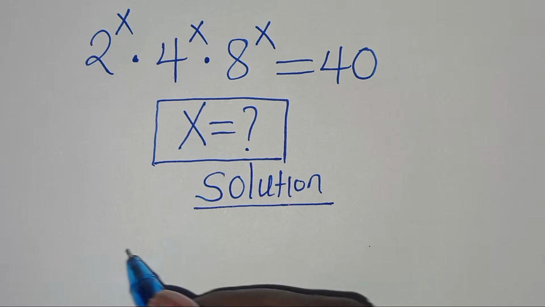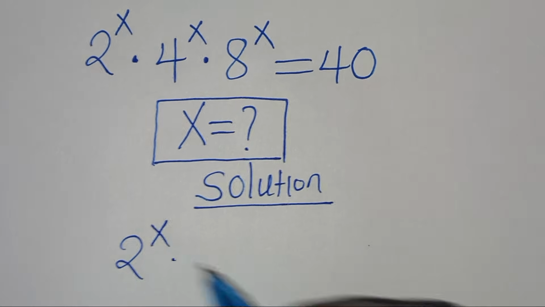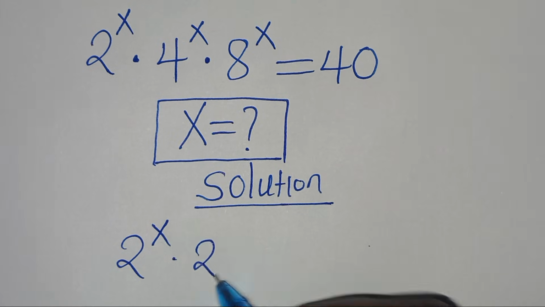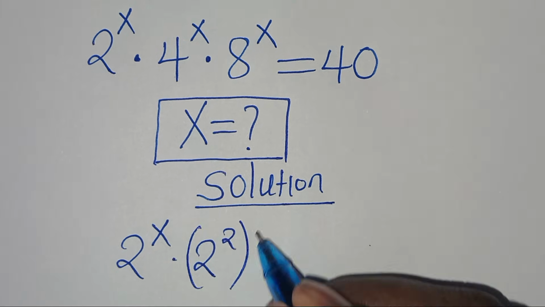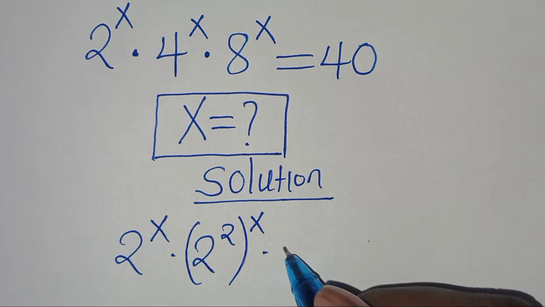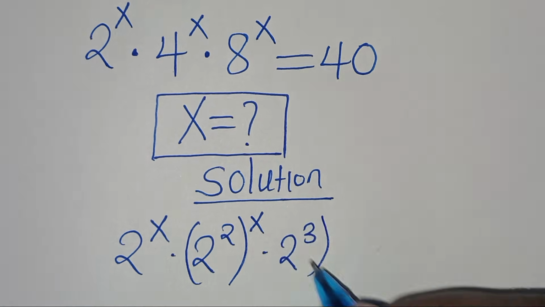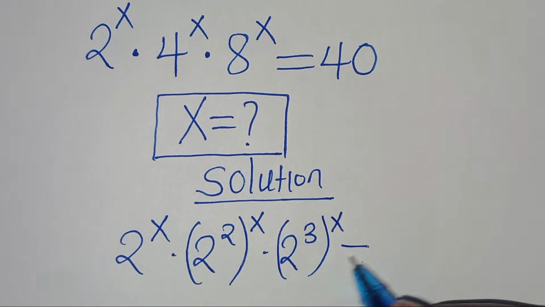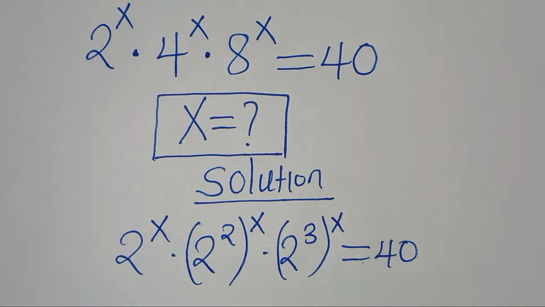So we have 2 to the power of x times 4, which we can express as 2 to the power of 2 raised to the power of x, multiplied by 8 to the power of x. We can express 8 as 2 to the power of 3 raised to the power of x. This is equal to 40.